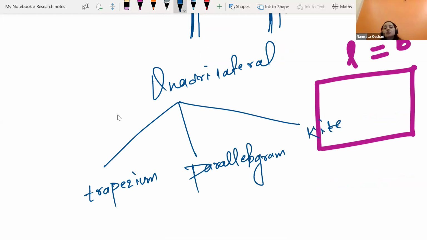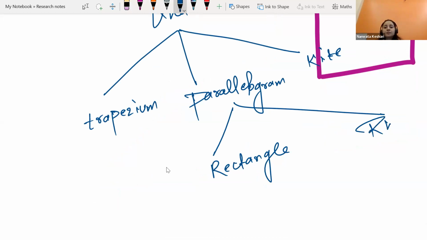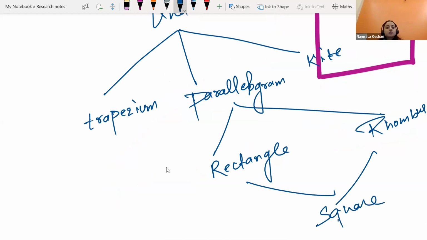So can we say parallelogram is a quadrilateral? Yeah, we can say trapezium is a quadrilateral. We can say kite is a quadrilateral. Now, from the parallelogram family, rectangle is there and rhombus is there. And the combination of both is square. So square is a rectangle? Yes. Rectangle is a parallelogram? Yes. Rhombus is a parallelogram? Yes.